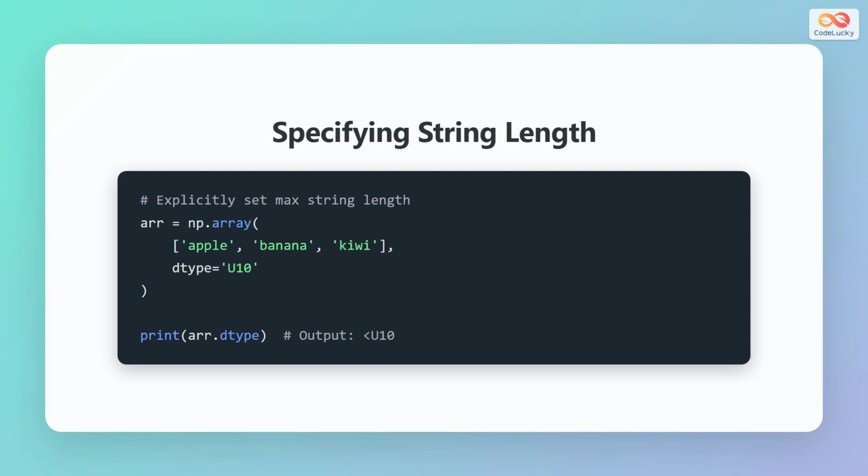You can explicitly control the maximum string length when creating your array. By specifying dtype equals U10, you're telling NumPy to allocate space for strings up to 10 characters long. In this example, we create an array with apple, banana, and kiwi and set the dtype to U10. When you check the dtype, it confirms that the array now uses U10 as its data type. This is useful when you know you might add longer strings later, or when you want to ensure consistency across multiple arrays.